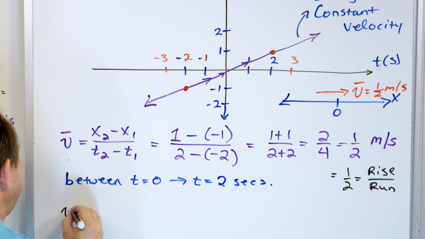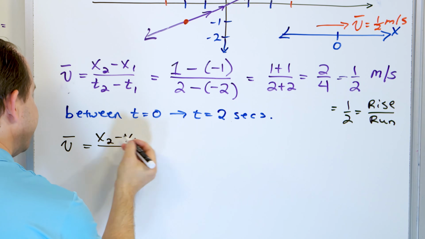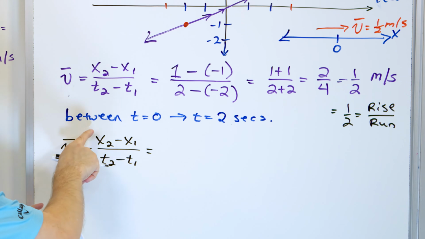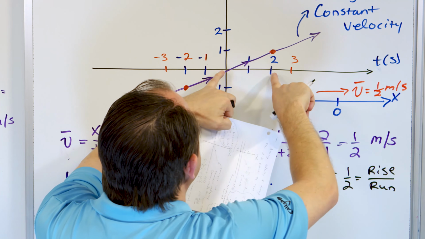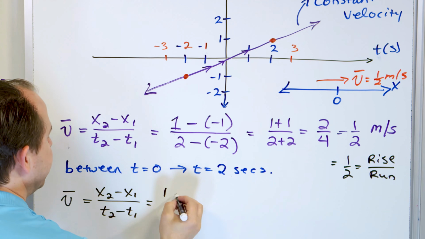The average velocity is, of course, x2 minus x1, that's the distance traveled, over t2 minus t1. All right, so where is my final position? If I'm only looking between 0 and 2 seconds, my final position is up here at positive 1 meter away.